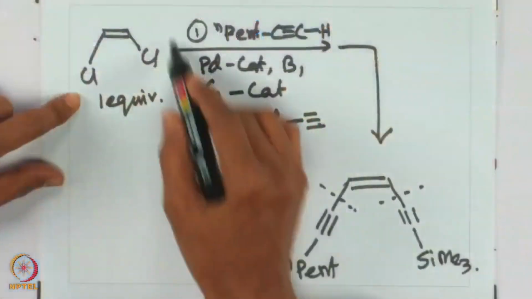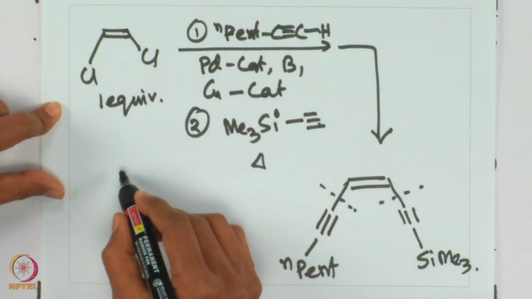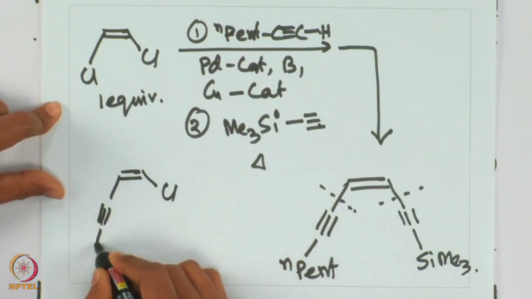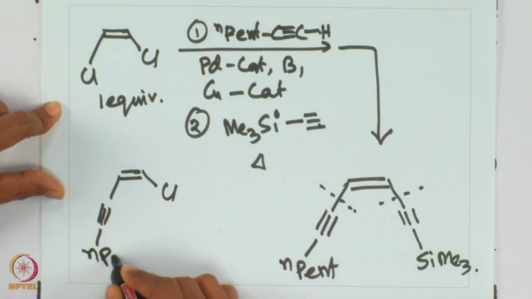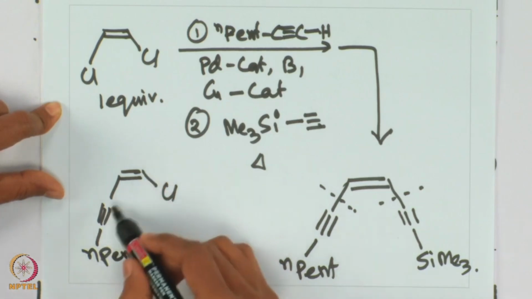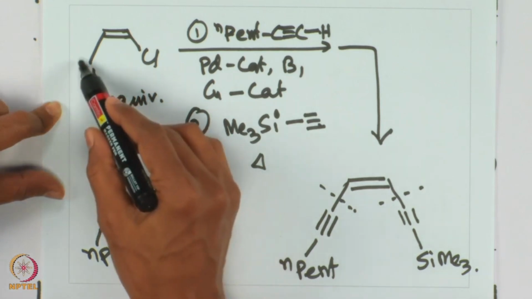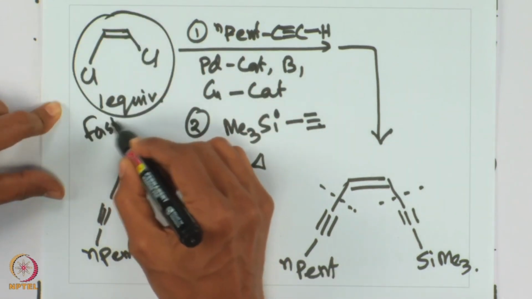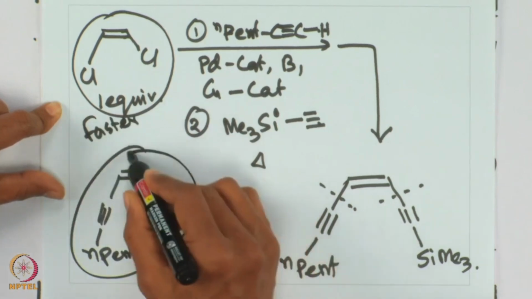Therefore, let us look at it once again. You have an alkyl dihalide, and the intermediate that is involved in this case is this one, in pentyl, let us say. Now, oxidative addition into this compound is faster, this is faster compared to this one.